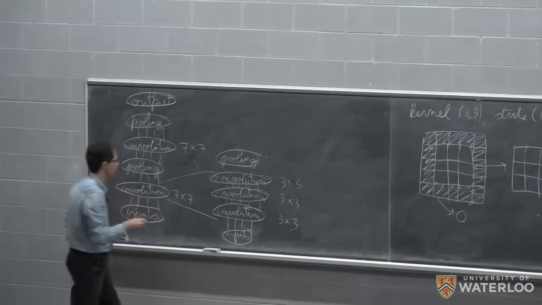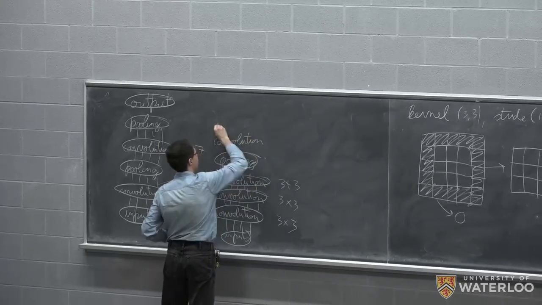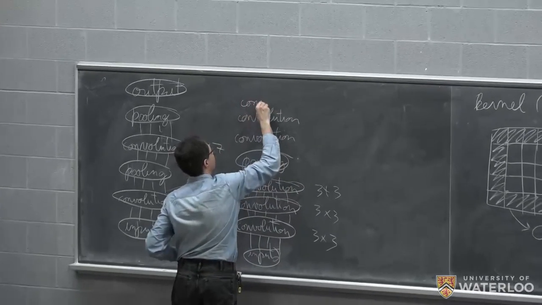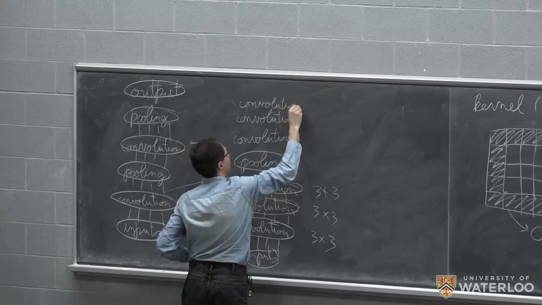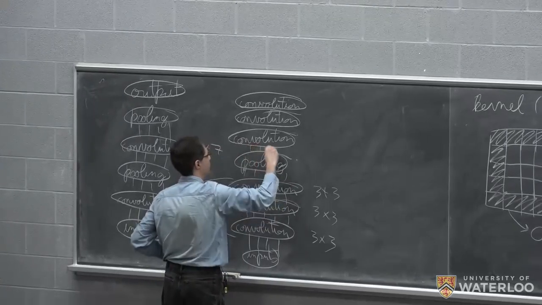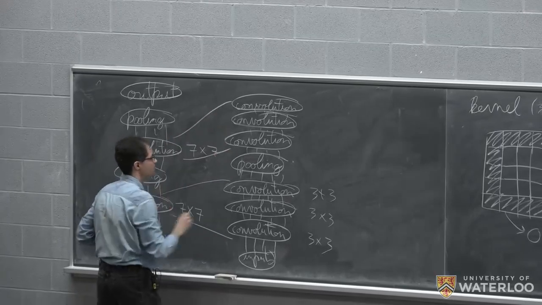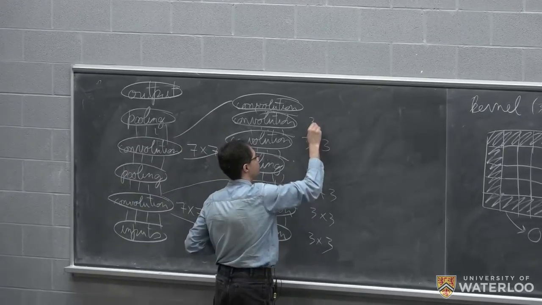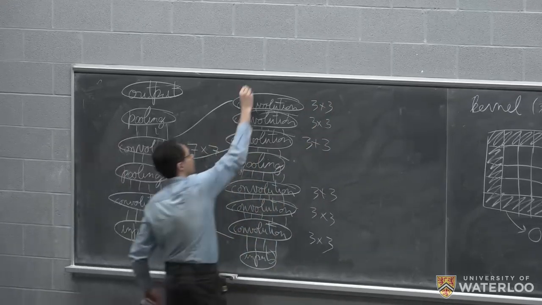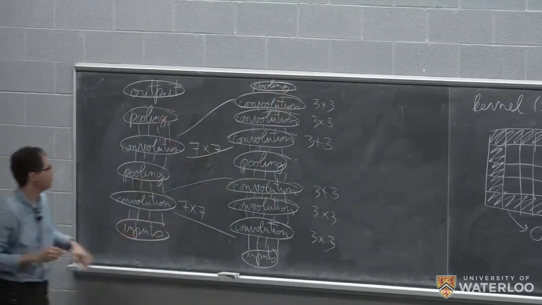And then again, this convolution is going to be replaced by 3 convolutions, where this one corresponds to this, again, 3 by 3, 3 by 3, 3 by 3. And then we have pooling at the top. And then the output after that.